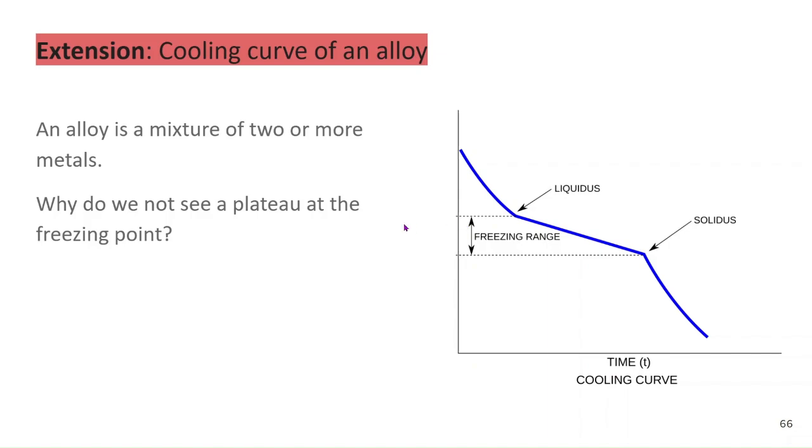So this happens because we have a mixture, right? We have two or more components, and each component begins to freeze at different temperatures. So our alloy, our mixture, will have a freezing range instead of a freezing point.